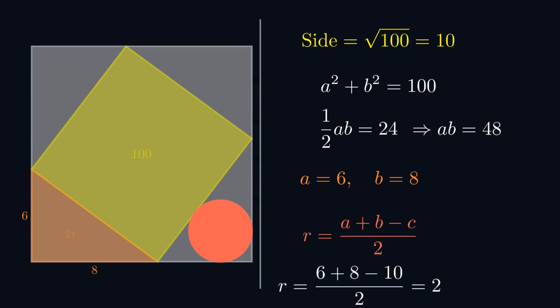The final question asks for the area. Area is pi r squared. Since r is 2, the area is 4 pi.